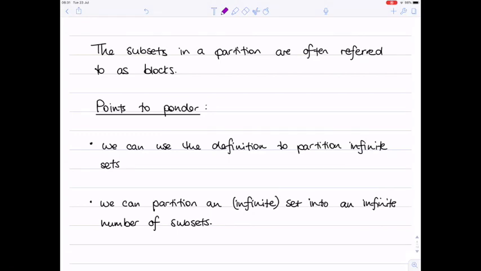So just to pull this all together and make a couple of points absolutely clearly, you'll have noticed that I've sometimes been calling the subsets in a partition blocks, and this is standard terminology. Other things to notice: we can use the definition of partition to take an infinite set and partition it. We saw that with our integers. And we can partition an infinite set into an infinite number of subsets. So we also saw that. The thing to note is that if you have a finite set, obviously you're not going to be able to partition it into an infinite number of subsets because you're limited by the number of elements that you have.